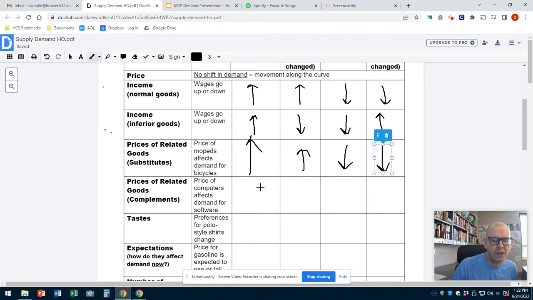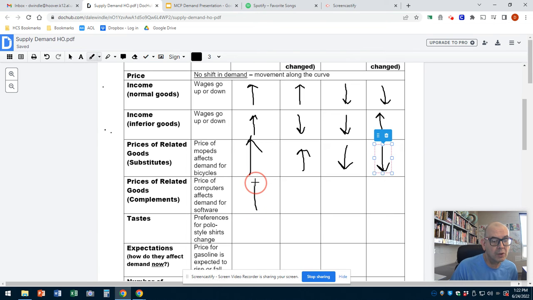So there's another kind of related good. Substitutes, you use one or the other. Complements are goods you use together. A good example is computers and software. That's a perfect example because you can't use one without the other. Perfect complements. So let's say the price of computers is our variable. We're talking about the demand for software.